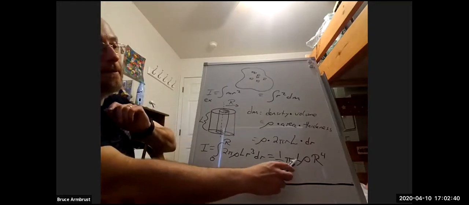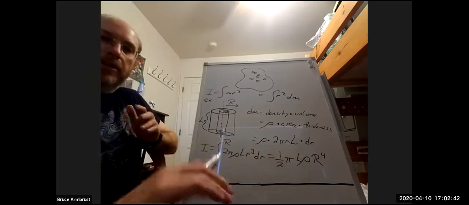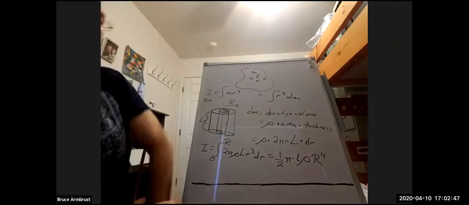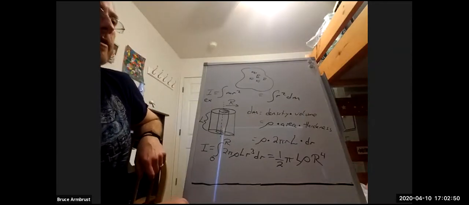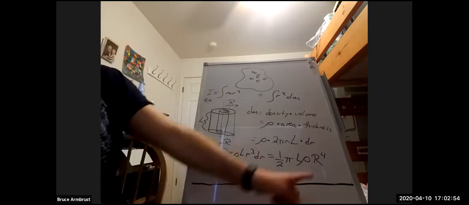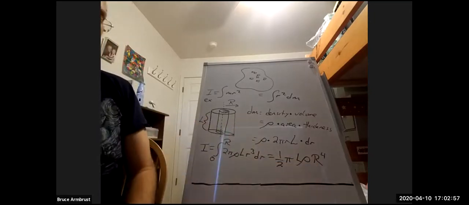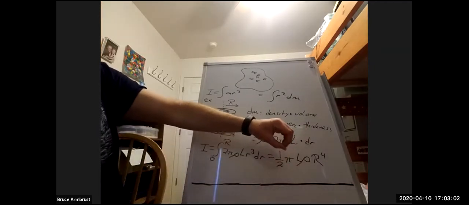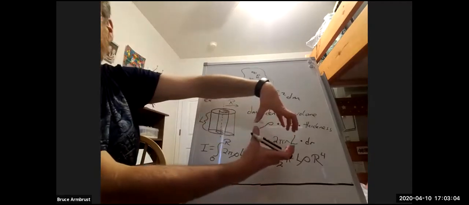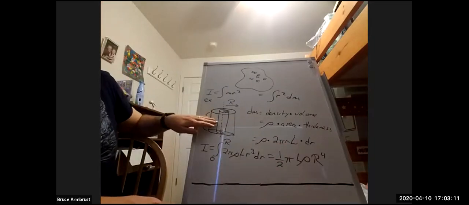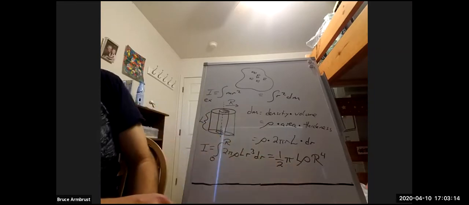So it depends on L. It depends on the density. That should also make total sense. If it's a heavier, more dense object, it's going to be tougher to spin. And it also depends on the radius of the thing. So a small disk is going to be easier to rotate than a large disk. So it kind of makes sense that all those things should matter. But for this shape, this is what it's going to look like.